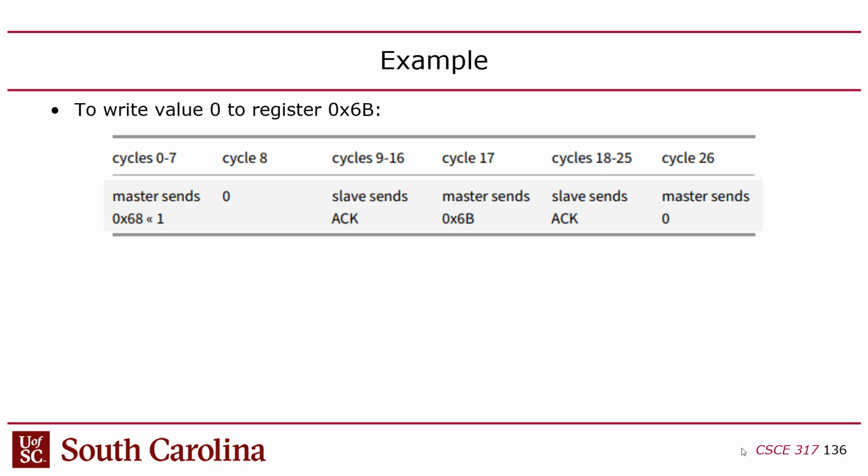Okay, so if I want to write, let's say I want to write value 0 to register 6B on the device, right? To do that, I start a transaction. First thing I have to do is send 68. It's kind of weird how it rendered that. It's supposed to be shift left by 1 bit. So this is meant to be the address 68 combined with the write flag, right? So I took 68 and I shifted it left by 1 bit. Does that make sense, right?